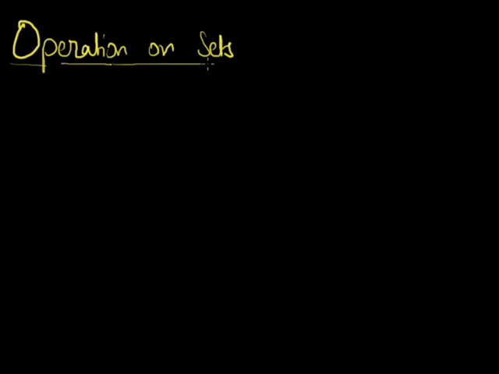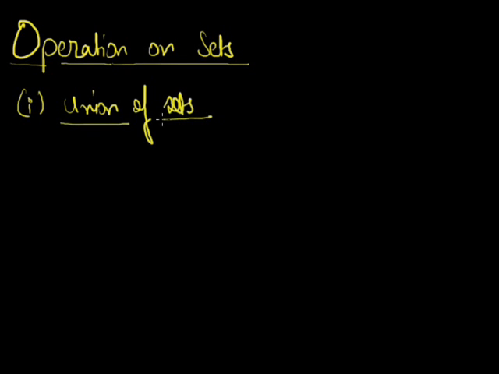So today we'll start with the operations on sets. We'll see what all the different types of operations are on sets. First, we'll take the union of sets. Union of sets means, suppose we take two sets.